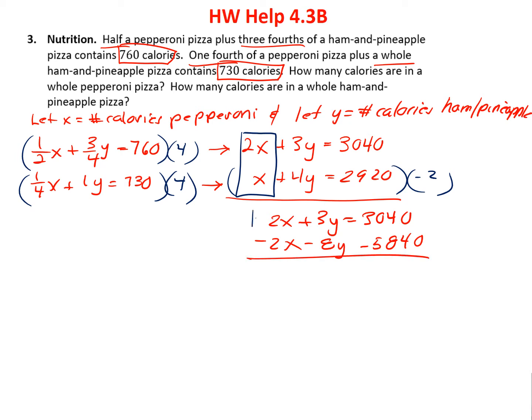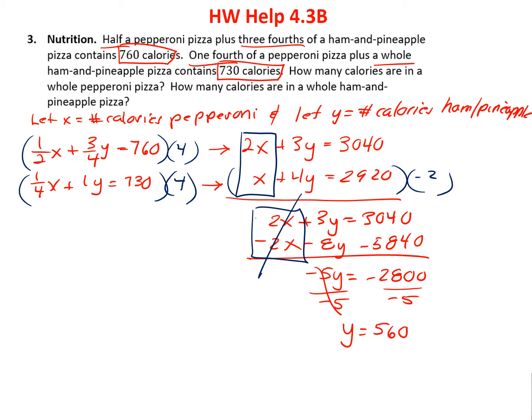Now you see when we add them up, the x is eliminated. So I have 3 minus 8 is negative 5y equals 3040 minus 5840, which equals negative 2800. So if we divide by negative 5, we find that y equals 560. So that means the ham and pineapple pizza has 560 calories.